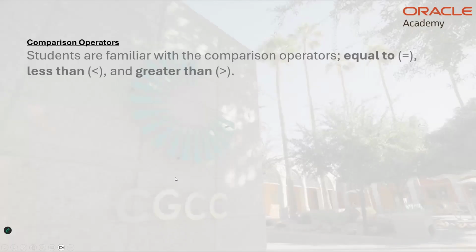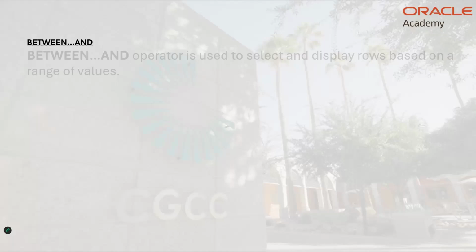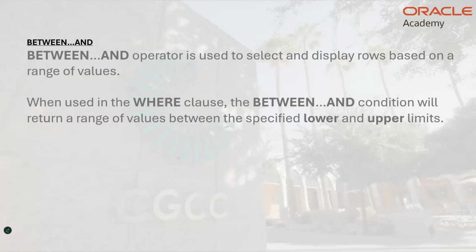Remember that. You're familiar with equal, greater than, and less than. SQL has other operators that add functionality for retrieving data: between, in, and like. All right, BETWEEN AND is used to select and display rows based on a range of values. Now, you're probably thinking, is that like less than or equal to? Yes, it is, but the verbiage here is probably a little cleaner. Once you establish an idea of the range, using between and will make more sense. And it's actually less typing to think about.